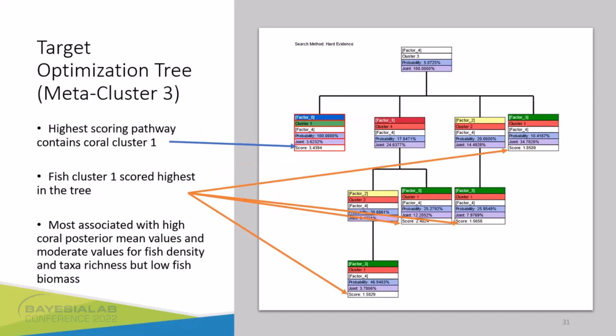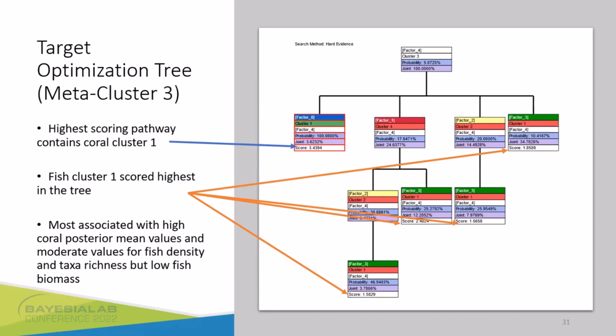By contrast, meta cluster 3, the highest scoring pathway, contains coral cluster 1, and fish cluster 1 scored the highest in the tree, and fish cluster 1 appears 4 times as these terminal states within the pathways. So meta cluster 3 is most associated with high coral posterior mean values, and moderate values for fish density and taxa richness, but the low fish biomass.